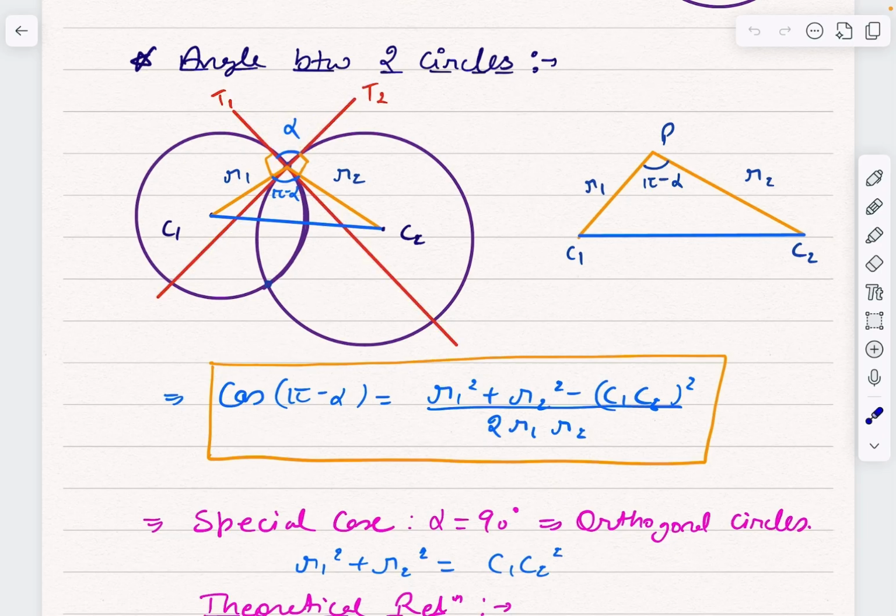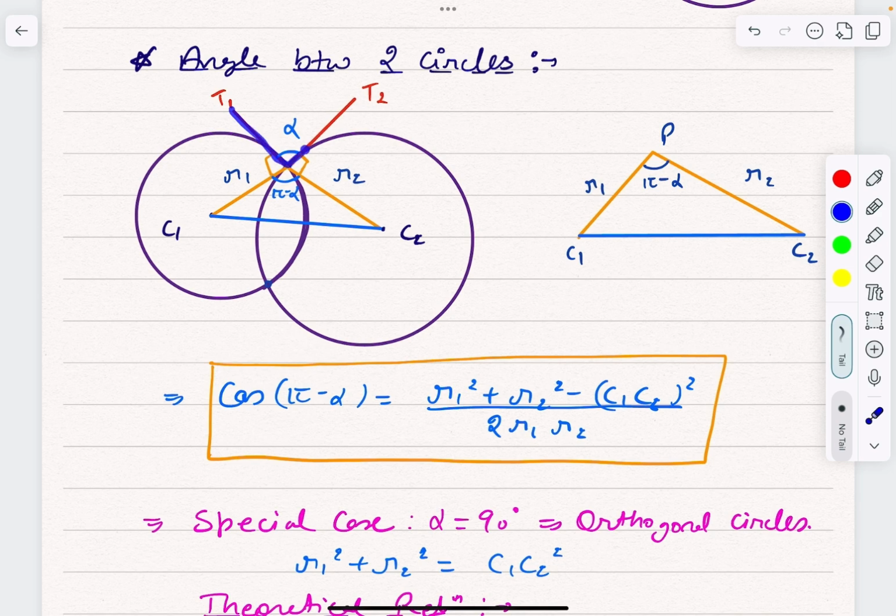Now if I draw a perpendicular from C1 to this tangent, this angle will be 90, and the angle at this side also will be 90. Just to make things more clear, I put the tangent up to this point only. The red lines are the tangents, and the yellow lines are the lines joining centers. So this is alpha, this is 90, this is 90, so the remaining angle will be pi minus alpha. Now we have to find the angle alpha and just join this triangle.